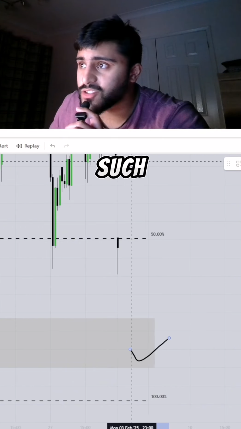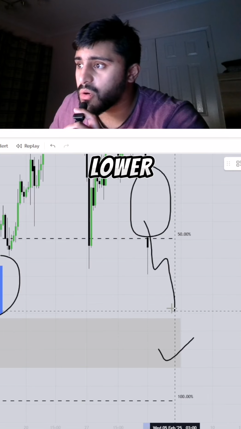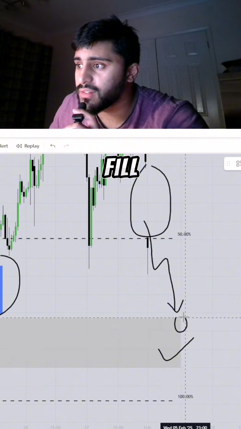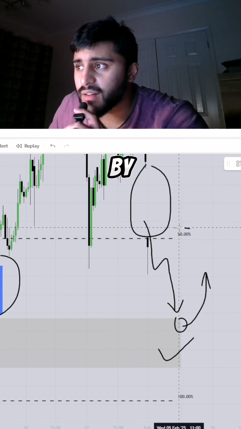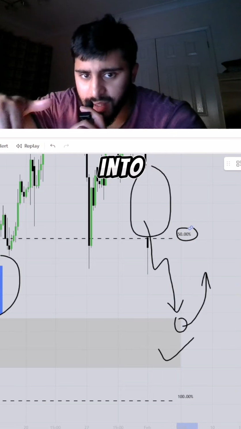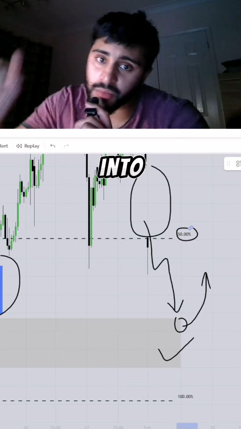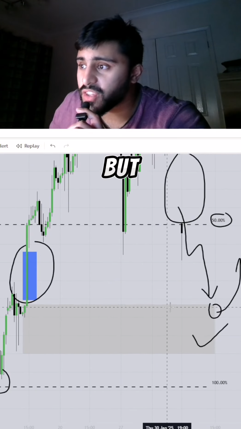So now that we've had such a large gap to the downside, I expect price to head lower into this region, fill this area, and then head higher. And the way you find your key levels is by understanding this 50% level. Always sell into a discount and always buy back up into a premium. So don't get this confused. This is your fair value gap, but this is your key level.